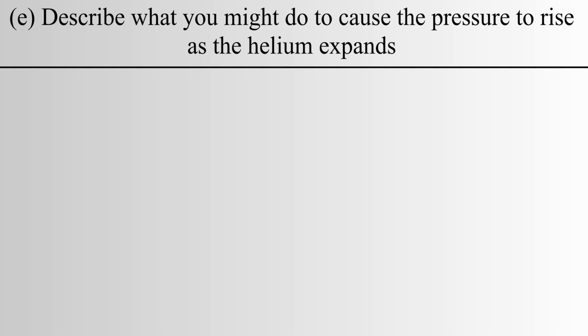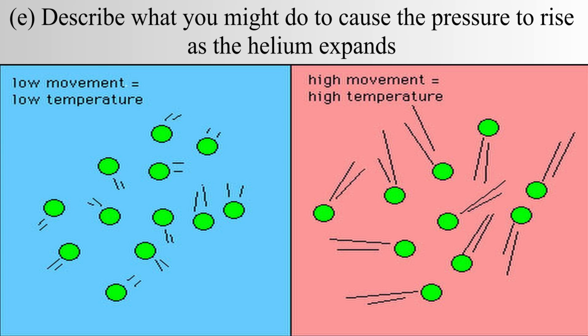Part D asks us to describe what you might do to cause the pressure to rise as the helium expands. In order to get the pressure of the helium to rise during the expansion, you would need to add heat. As the heat is supplied, the kinetic energy of the gas increases, and so the kinetic energy of each of the gas molecules would also increase, creating more pressure within the cylinder.